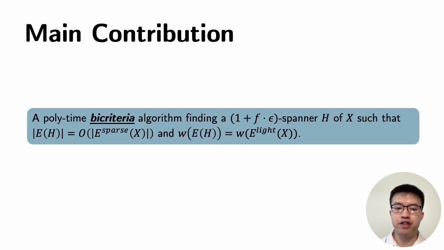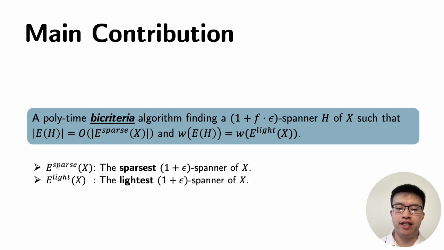So the main contribution of our paper is we give a polynomial time bicriteria algorithm finding a 1 plus f epsilon spanner H of a set of points that is optimal in both sparsity and lightness. Here E spar is the sparsest 1 plus epsilon spanner of X, and E light is the lightest 1 plus epsilon spanner of X. The parameter f is a very slowly growing parameter on epsilon and d.